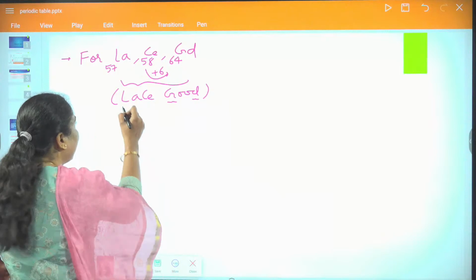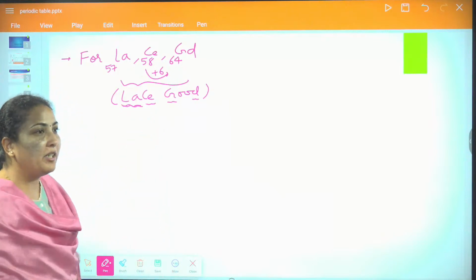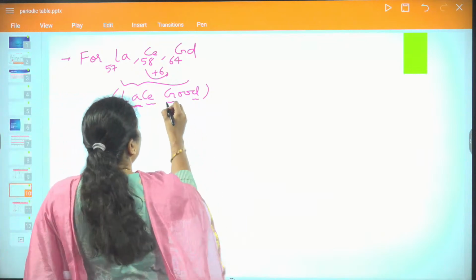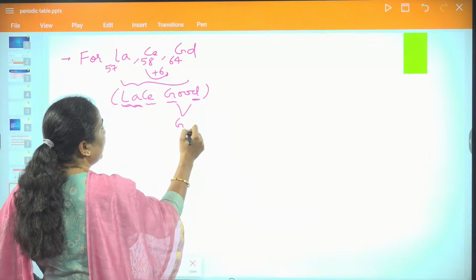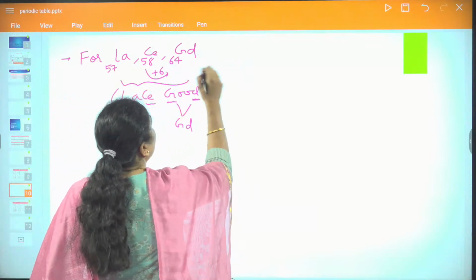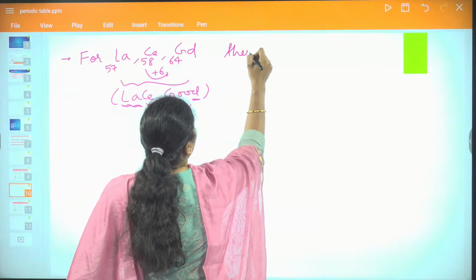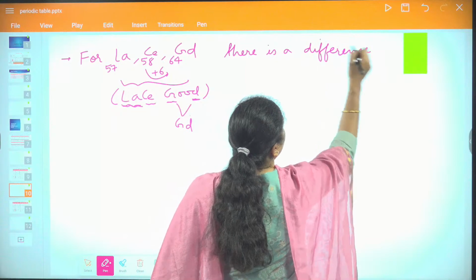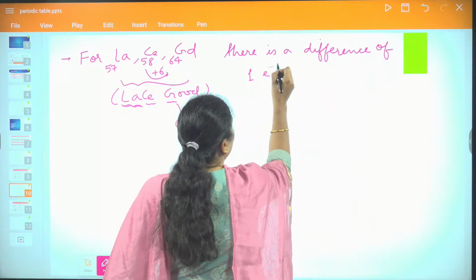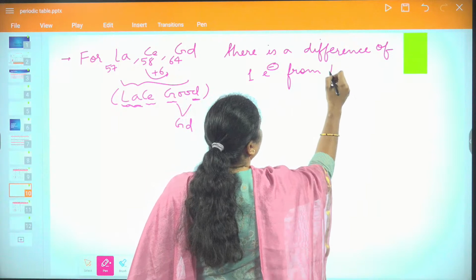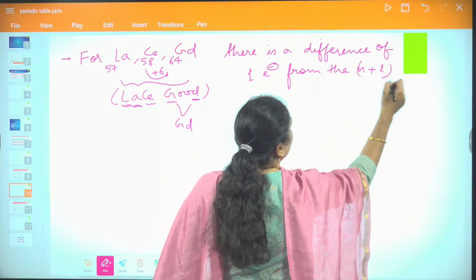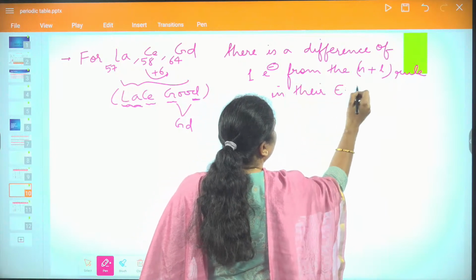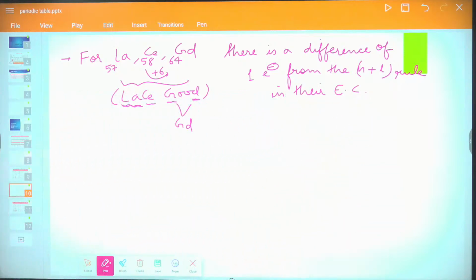So in that lace itself, what are the elements whose electronic configuration is exceptional, right? Here, just first letter and last letter, club it together for GB, right? So for lanthanum, cerium, gadolinium, there is a difference of 1 electron from the N plus L rule in their electronic configuration. EC is electronic configuration.